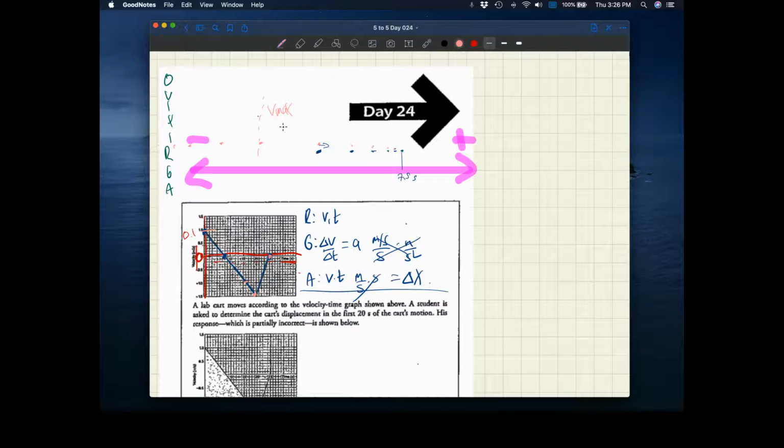So there's a lot of stuff going on with the motion. It's slowing down and coming to a stop, and then speeding up in the other direction, and then it slows down again and eventually comes to a stop.